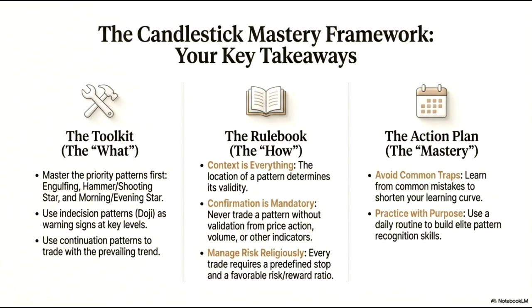To wrap up, let's review the Candlestick Mastery Framework through 3 core pillars: the toolkit, the rulebook, and your action plan. First, your toolkit is about identifying the what. Focus your initial energy on mastering high-priority patterns like engulfing bars, hammers, and morning or evening stars. Treat dojis as critical warning signs at key levels and utilize continuation patterns to ensure you are trading with the prevailing trend.